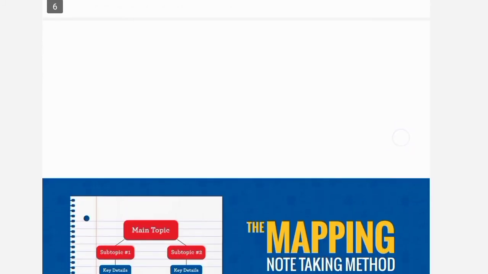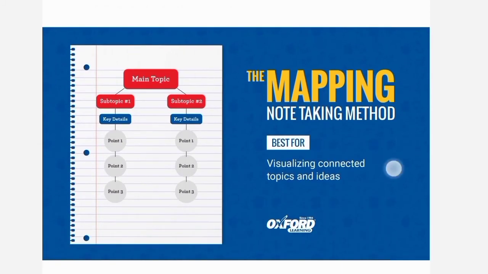And also I will show an example. Here is the example. First you need to map the main topic. After that subtopic, under subtopic you need to write key details. So after that, add however many points you have noted.